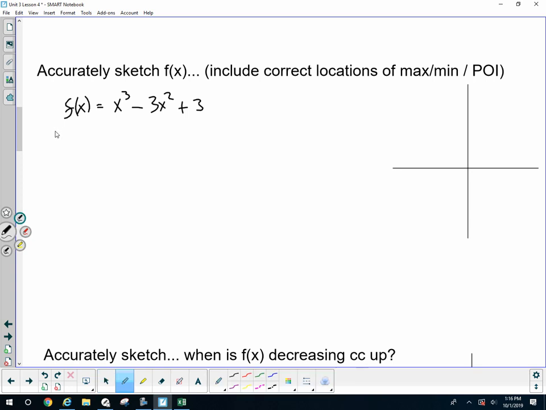All we will be doing is combining the last two lessons and combining the analysis of the first derivative, which we skipped last class, but we did the previous class, and when that changes sign, and the second derivative.